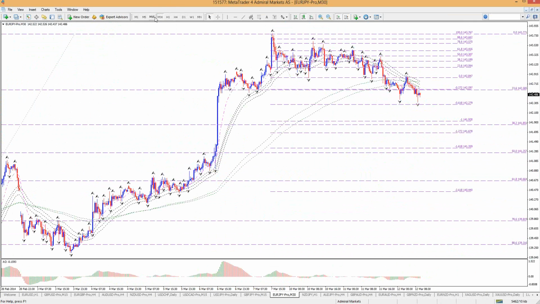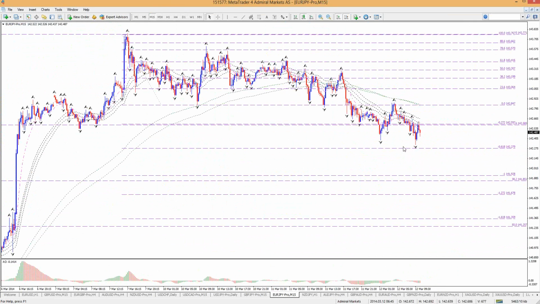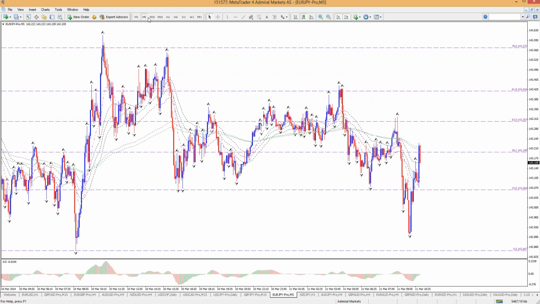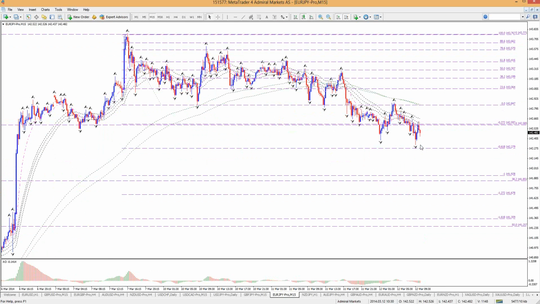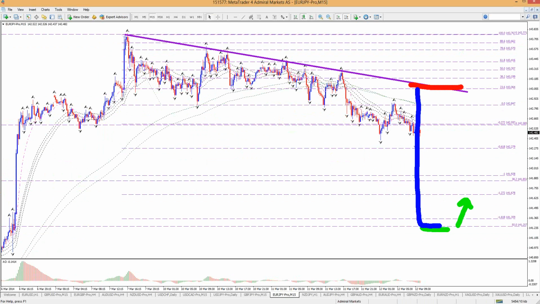So let's see. Let me take a look at the 15 again. I'm not sure. Here too, a bit doubtful about the intermediate future. If we break above this, I like the long, right? If we bounce off the 50 fib, I like the long. But anything between the top, the trend line, and the 50 fib is not as easy.